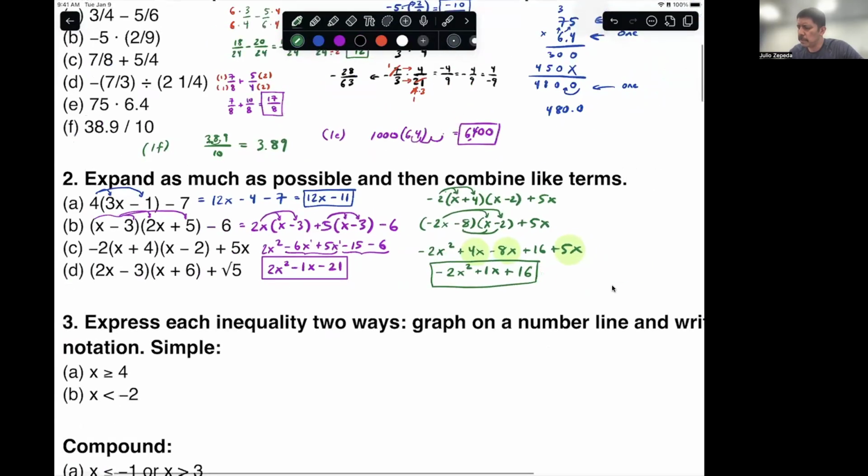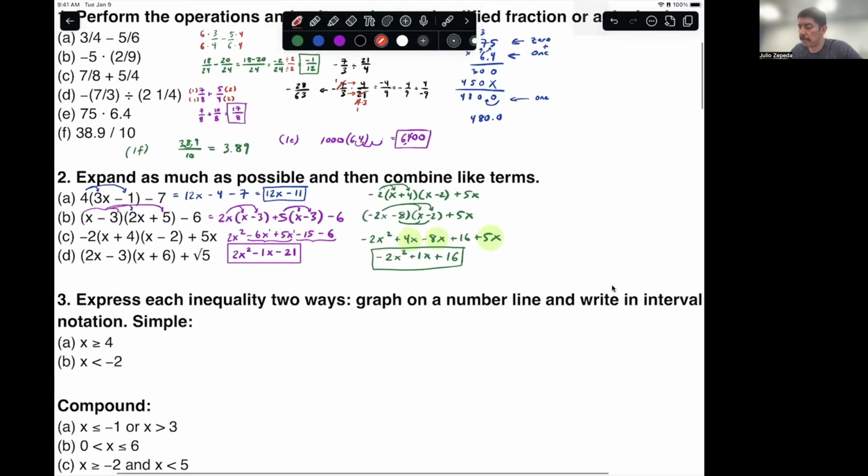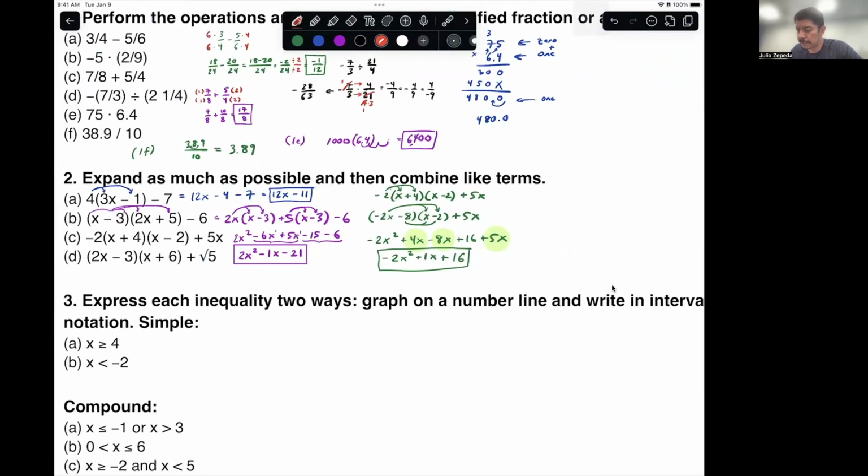Sometimes students want to multiply the two binomials, x plus 4 and x minus 2, with each other at the beginning. That's perfectly fine. That would work out the exact same way. I'll actually do it here in red. Negative 2 times x plus 4 times x minus 2 plus 5x. This is one of the nice things about this class, about math in general. Usually there's a whole bunch of different ways to do the problem.